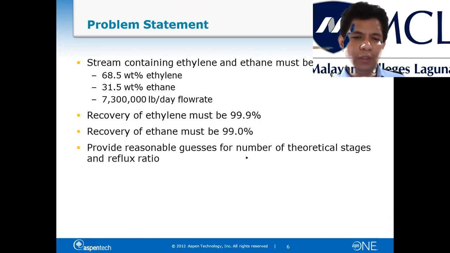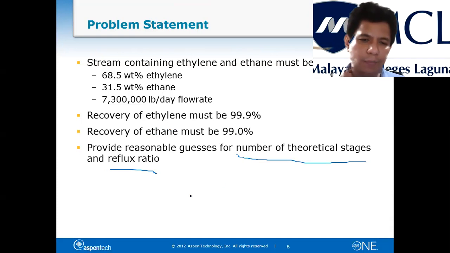So we need to estimate the number of theoretical stages, and also we need to estimate the reflux. Basically, after getting these two values, you can input them to a rigorous distillation in Aspen Hysys, and then you'll get a much more accurate simulation of the distillation process later, on the second part of this tutorial. Okay, so let's proceed to Aspen Hysys, and let's do this simulation.